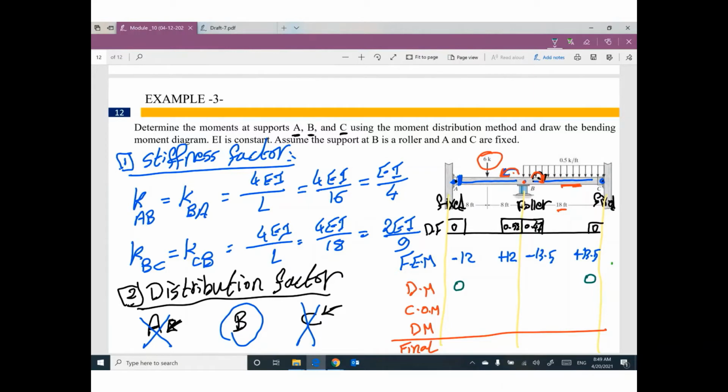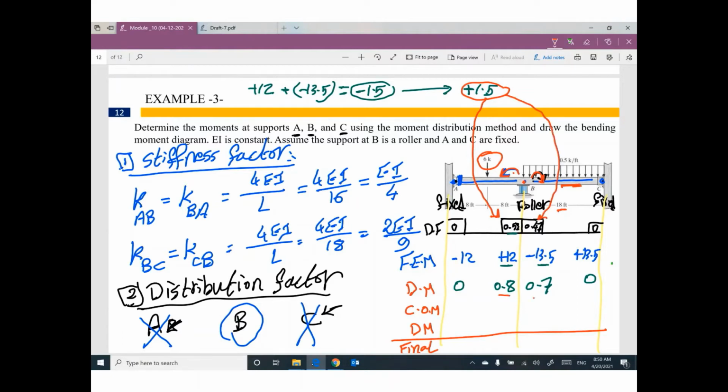How can I do this distribution? Okay, go ahead. Positive 12, we have this positive 12 plus negative 13.5. Your value will be negative 1.5. Go ahead and change the sign to be positive 1.5. Once you change the sign, multiply 1.5 times 0.53. We will get 0.8. 1.5 times 0.47, I'm going to get 0.7. So I multiplied this value by this factor to get 0.8, and this value by this factor to get 0.7.